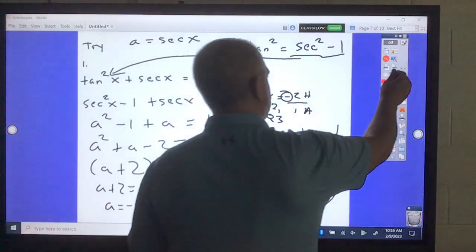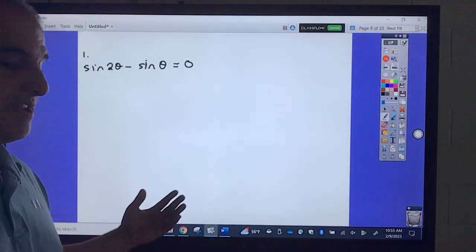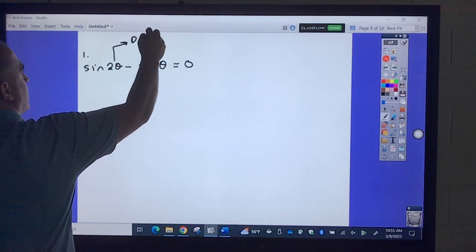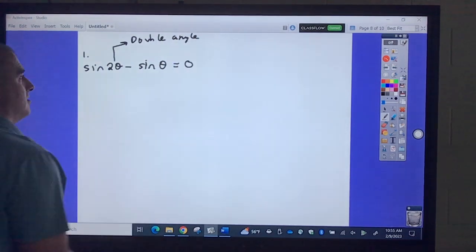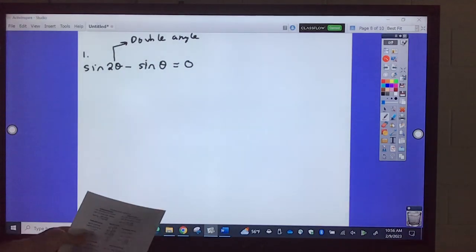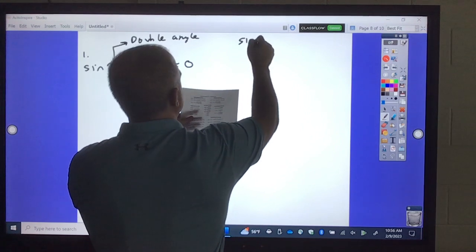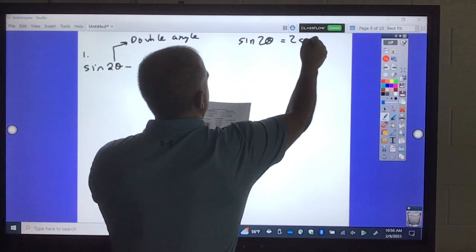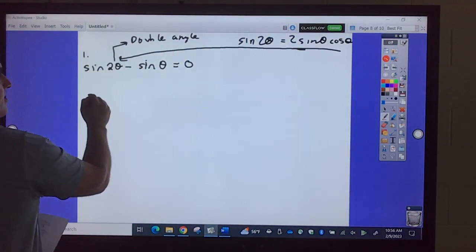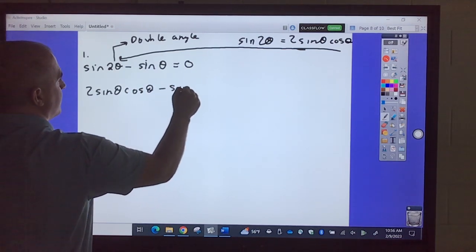Now, the last type of these for today involves these things. This is called a double angle. You get a set of formulas. If you look at this, we have a formula that says sine of 2 theta is equal to 2 sine theta cosine theta. So that's going to allow me to substitute for that. So I get 2 sine of theta cosine of theta minus sine of theta equals 0.